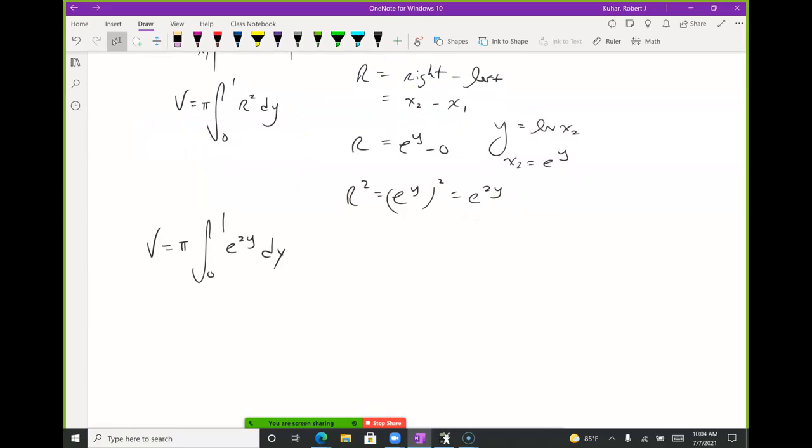Nice. And this is a calc 1 integral. Right. This is very easy. How are we doing? Disk method. Any clearer now than week 3?